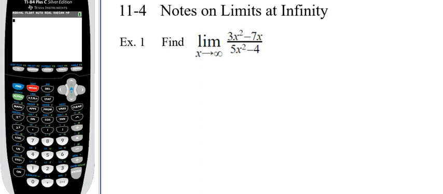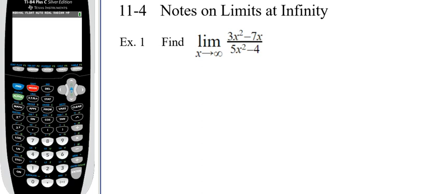Well, hello everybody. Today's notes are on limits at infinity, section 11-4. These are the last notes for this chapter. So if you've understood everything so far and today's notes make sense, you are doing great. If not, let us know.